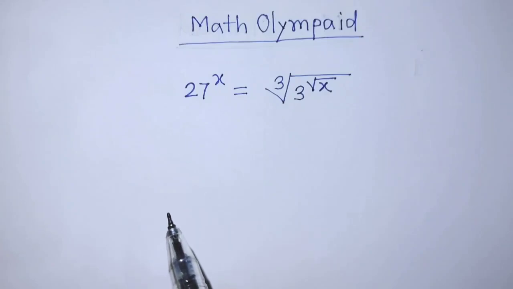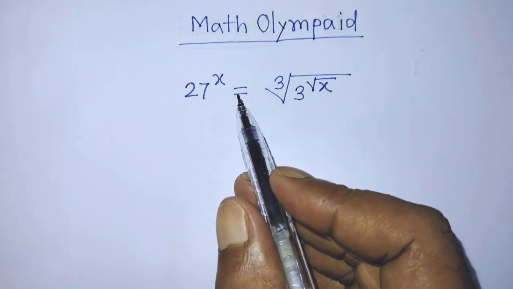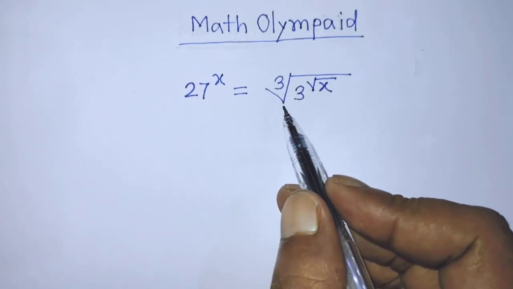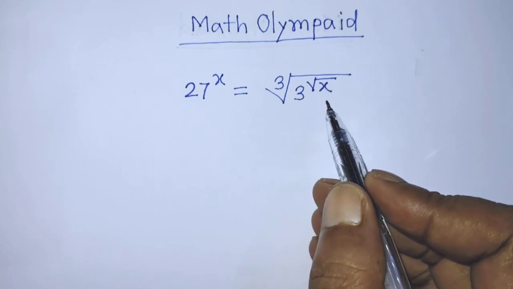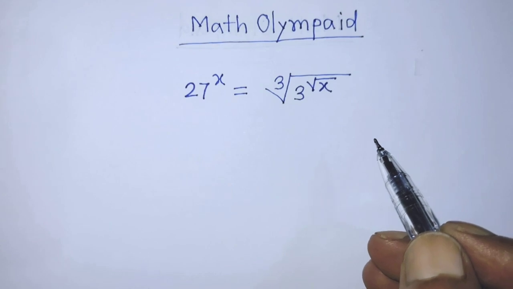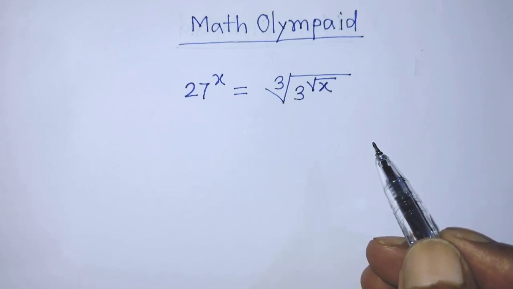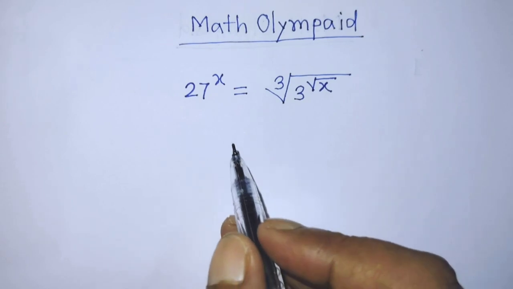Hello guys, you are welcome to solve this math problem, which is 27 to the power x is equal to cube root of 3 to the power square root of x. So guys, today I am telling you how to find the value of x from this equation.